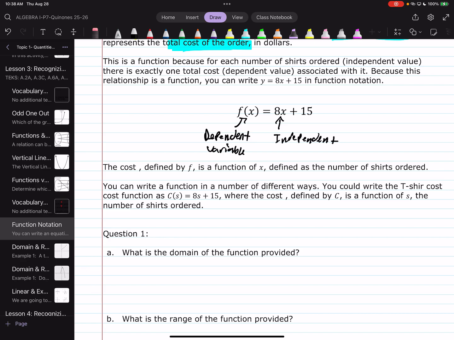So then if I sell 0 shirts, what's the cost of that? Are you sure? If you substitute 0 here, what do you get? Are you sure? 8 times 0 plus 15. Okay, so then when I sell 1 shirt, it would be 8 times 1 plus 15 is 23. And then I'm going to go.